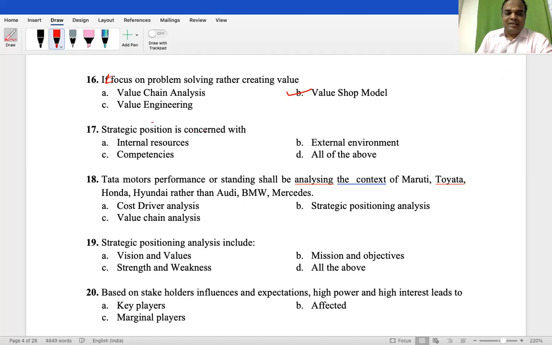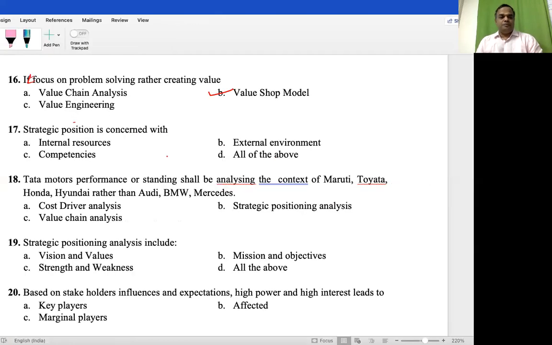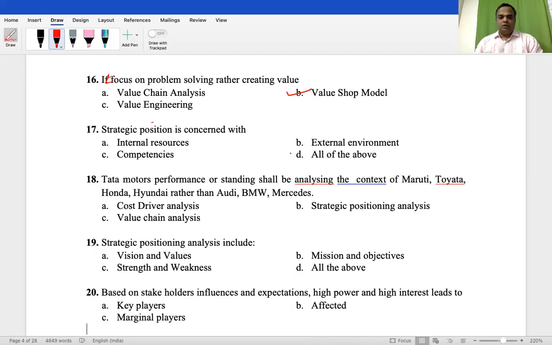Strategic positioning is concerned with internal resources, external environment, competency, or all of the above. All of the above. Okay. Next.